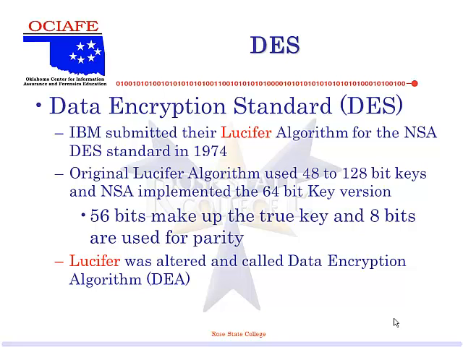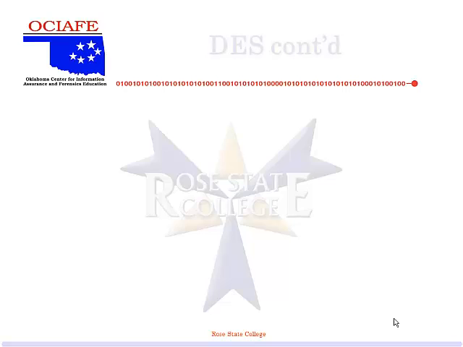So they decided on a 64-bit version. Okay, it says the 56 bits make up the true key, and 8 bits are actually used for parity. So it's really a 56-bit key, but 8 bits that are used for parity, which is more like error-checking information, if you kind of think about it. Okay, Lucifer was altered, become the data encryption algorithm, which was DES. Okay, all right. So far, so good.